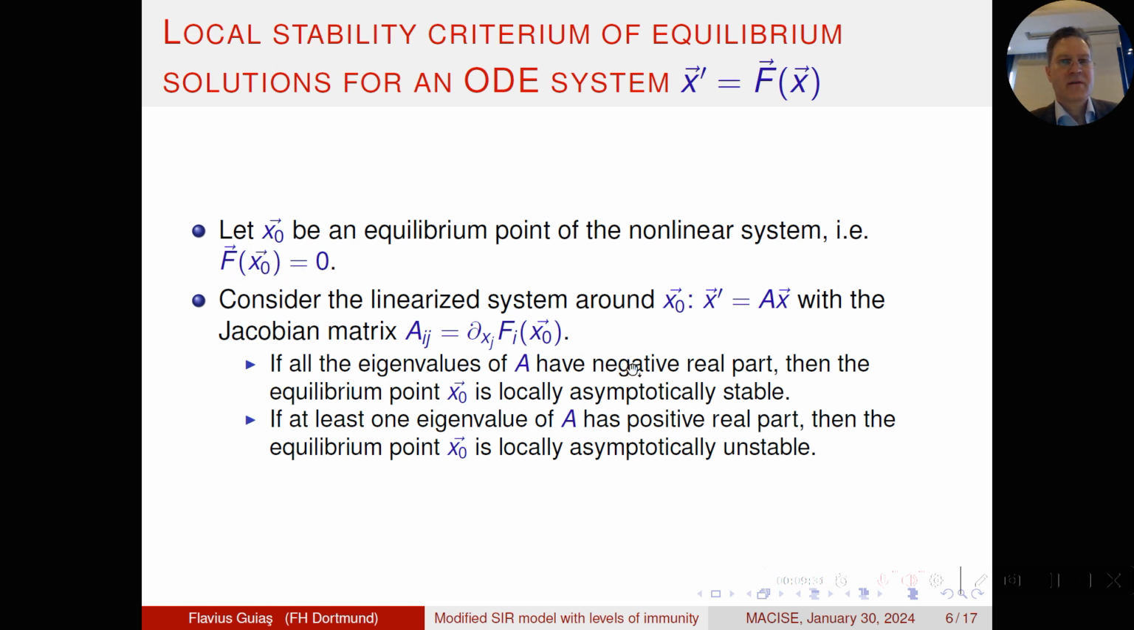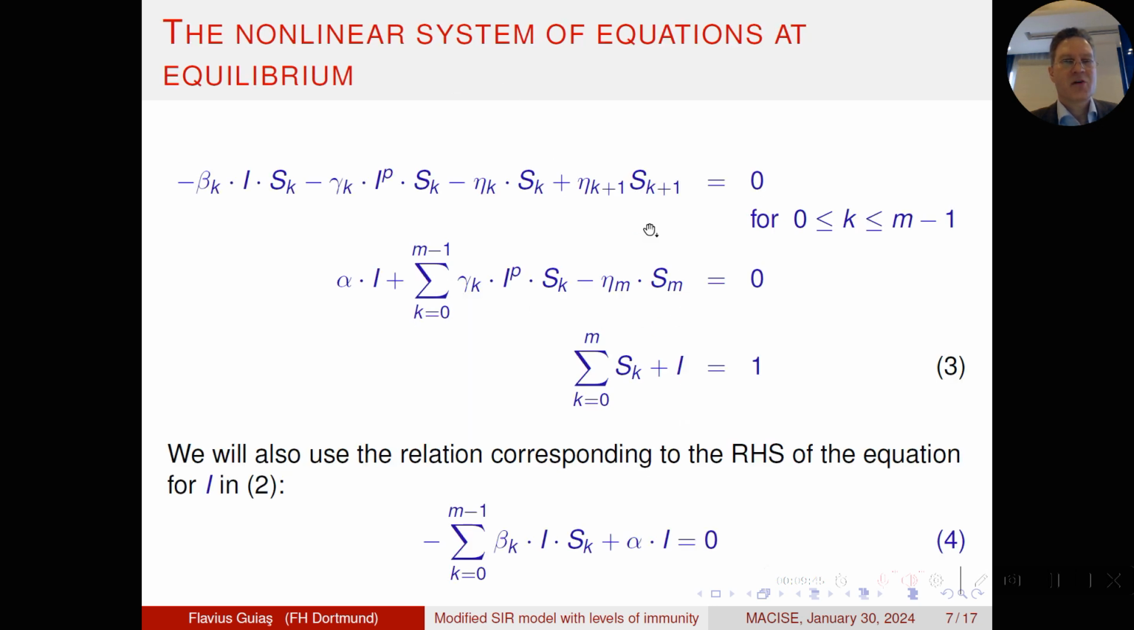And if all eigenvalues have negative real part, then this equilibrium point is locally asymptotically stable. If one eigenvalue has a positive real part, then it will be unstable. This is the criterion. And now let's look at this nonlinear system of equations. This is basically the right-hand side of our ODE system, and we set them equal to 0.